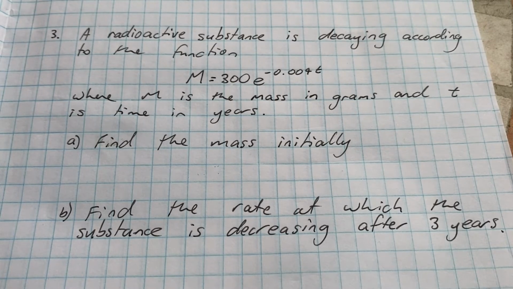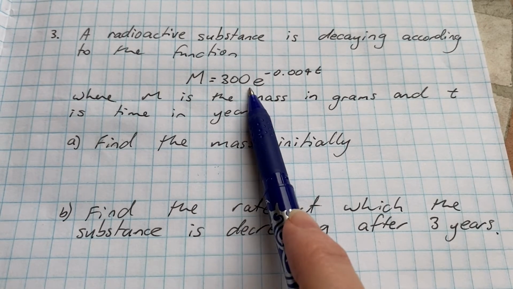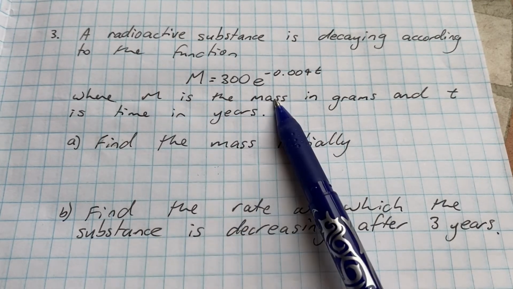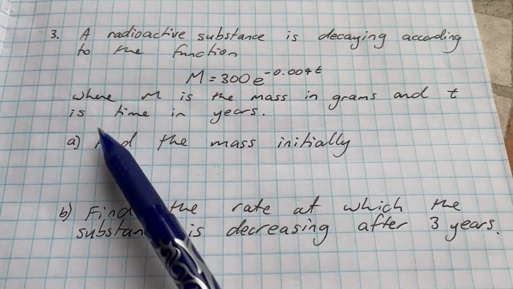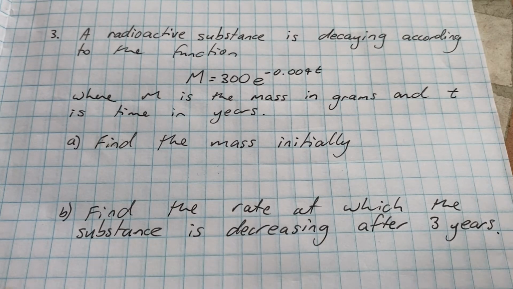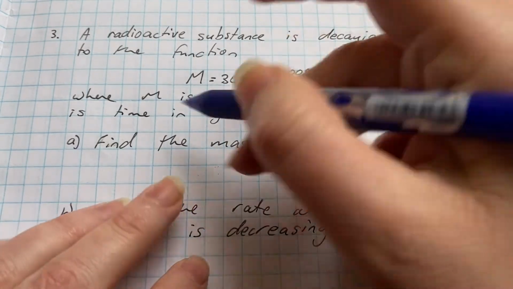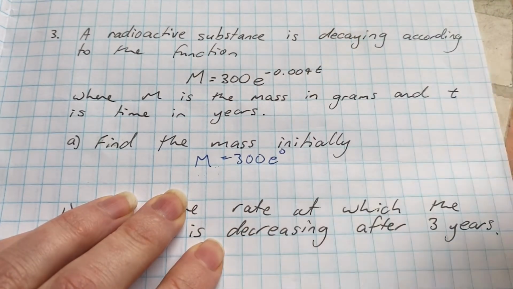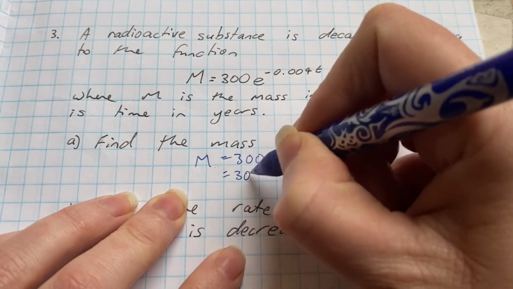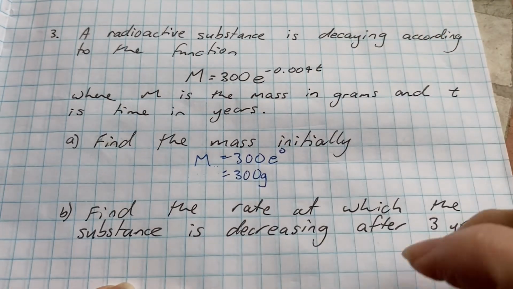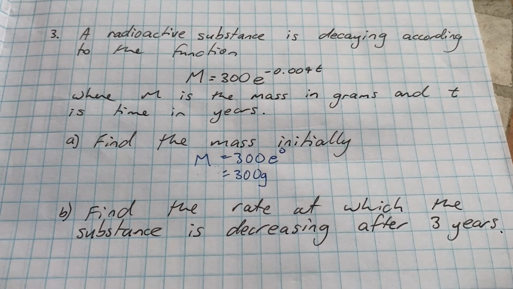So in this question, a radioactive substance is decaying according to the function m equals 300e to the negative 0.004t, where m is the mass in grams and t is time in years. Find the mass initially. So initially is when t equals 0. So initially it's 300e to the 0, which is just 300 times 1, so just 300. We do need some units on there, and we were told that was in grams.